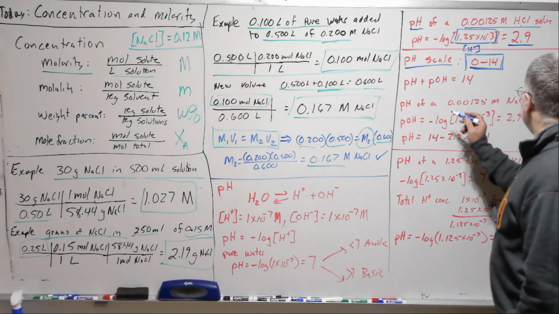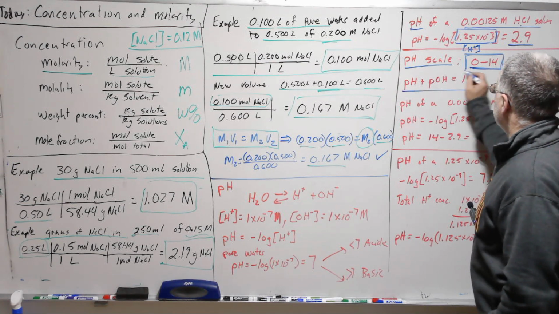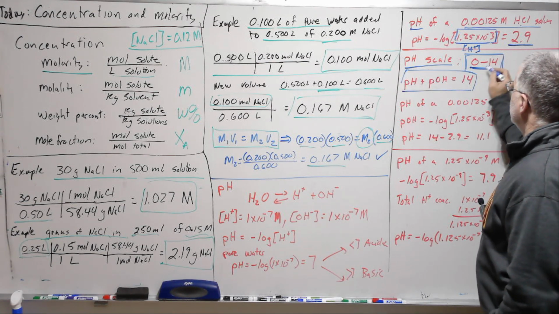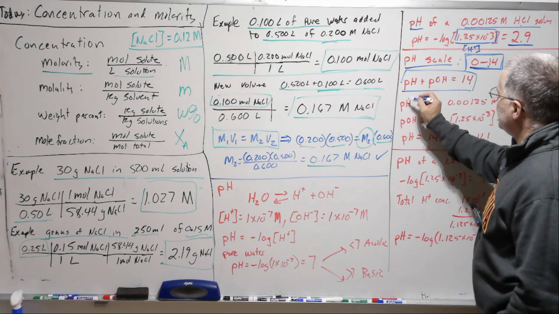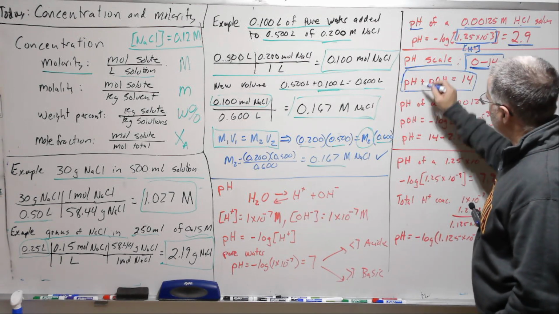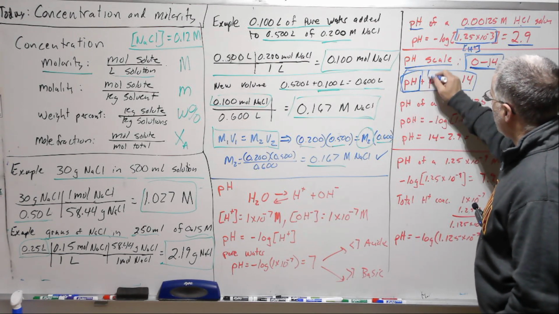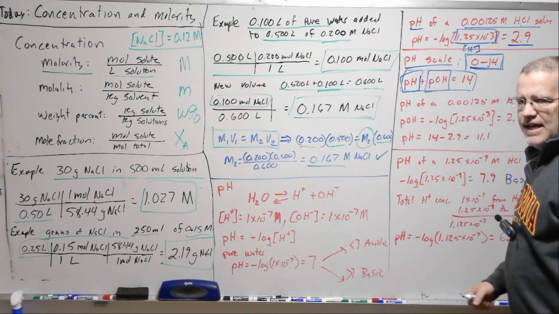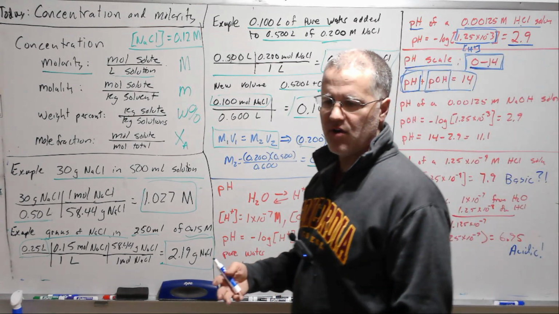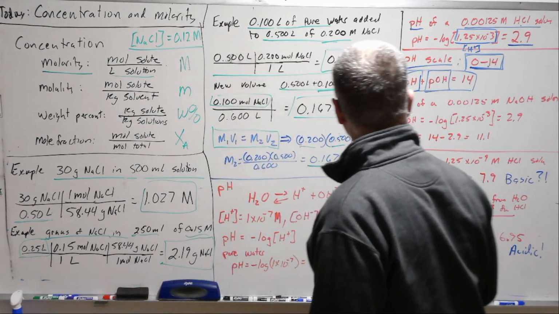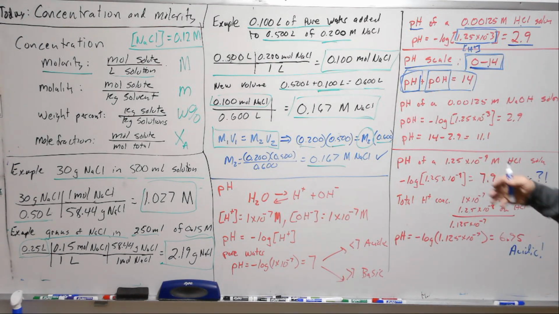Okay, so we have a pH scale of 0 to 14. Now, what is that 0 to 14? It's the pH plus the pOH. And this, again, I'm just saying this now, but we'll be able to understand that as we get more and more through chemical equilibrium and equilibrium constants, which are coming up very soon.